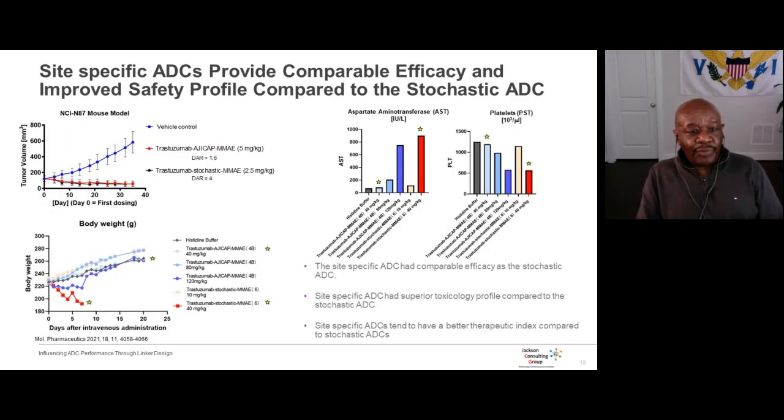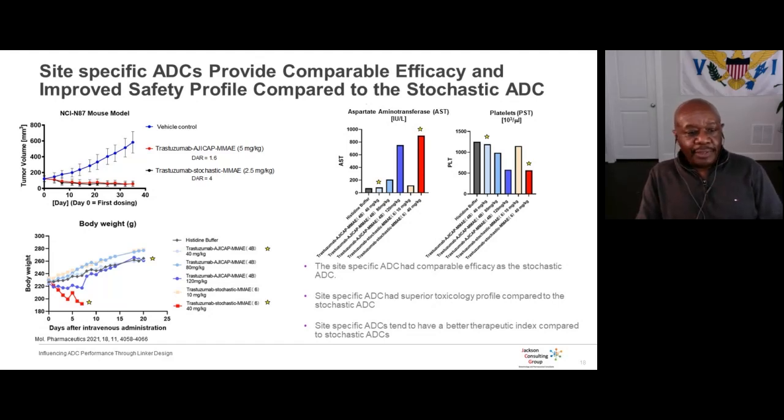Well, they performed an in vitro efficacy study in the NCI N87 tumor model. And in this tumor model, you can see that the site-specific ADC performs just as well as the stochastic ADC with the DAR 4. So that tells you that although you have less drug per antibody, the activity is still similar to what you get with the stochastic conjugation methodology. There are other examples not shown here where you can see that the site-specific ADC gives you better efficacy compared to the stochastic conjugation method. But efficacy is one side of the equation in terms of your therapeutic index.